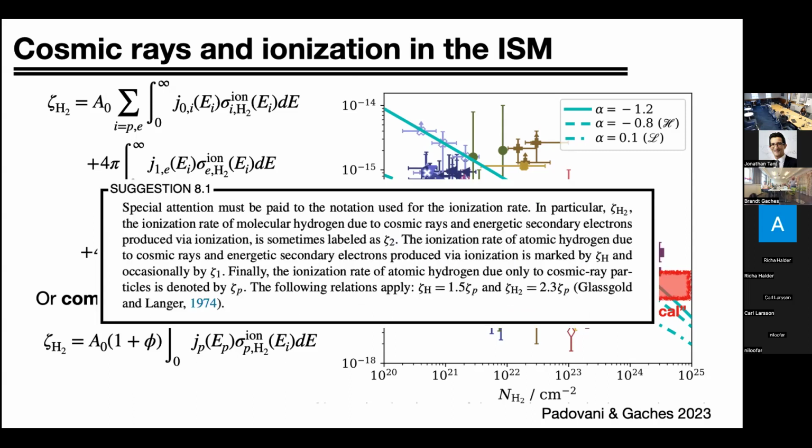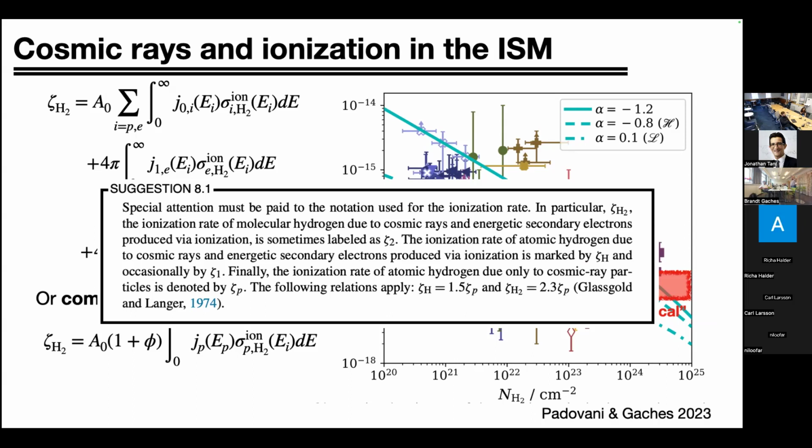And just to make some clarifications here, this is from this Padovani chapter: when people talk about the cosmic ray ionization rate, there's actually three different ionization rates that are mentioned. Sometimes you'll see one labeled as zeta 2 or zeta H2. This is the H2 ionization rate, so the ionization rate of H2. Sometimes you'll see zeta 1 or zeta H. This is the ionization rate of atomic hydrogen. And then you'll see zeta P. So zeta 1 and 2 are the total ionization rates. The zeta P is just the primary ionization rate of hydrogen from protons.